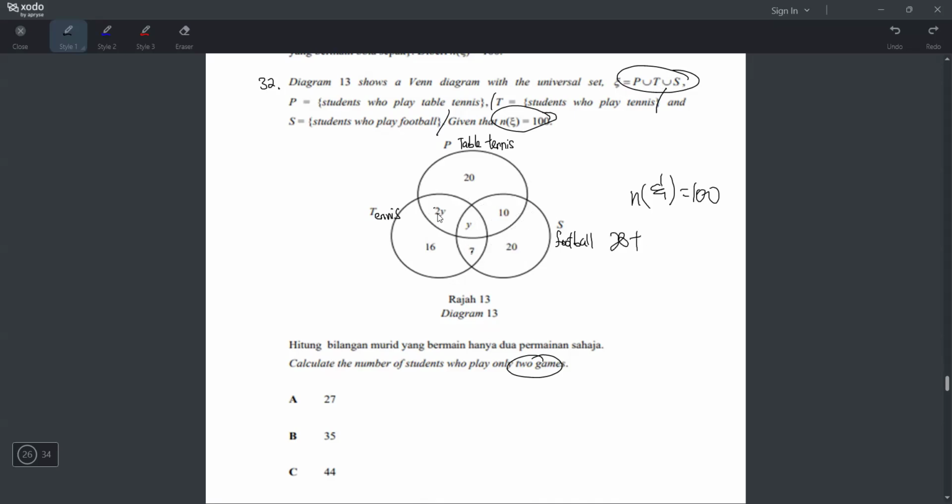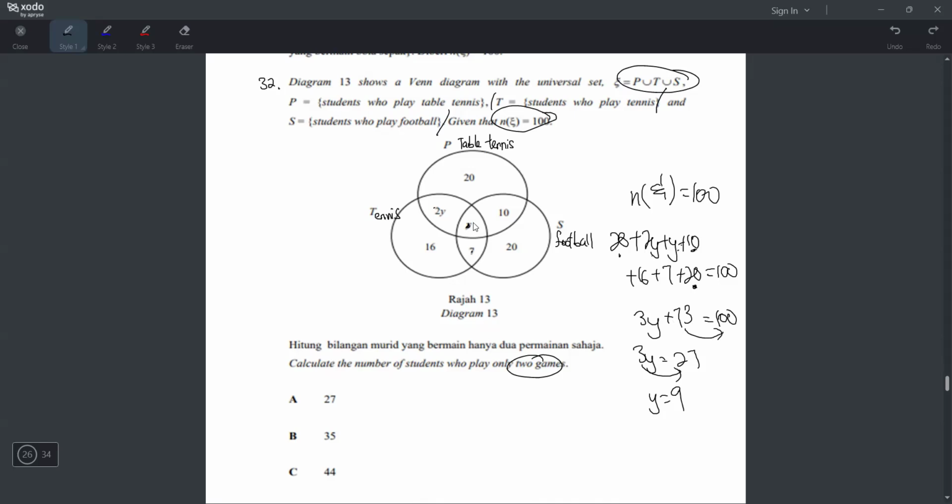So 20 plus 2y plus y, and then plus 10, and then plus 16 plus 7 plus 20 equals 100, right? Okay, y dengan y boleh buat, number dengan number boleh buat. So 2y plus y is 3y. 20 plus 10, 30 plus 20, 50, 50 plus 23, my calculator give me 73. So 3y plus 73 equals 100. Now how to find y? Use your calculator lah. Plus 73, move over there, become minus: 100 minus 73 is 27. So 27, 3 times y, move there, become divide 3. So you get 9.